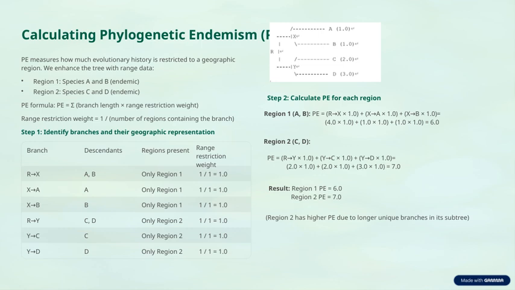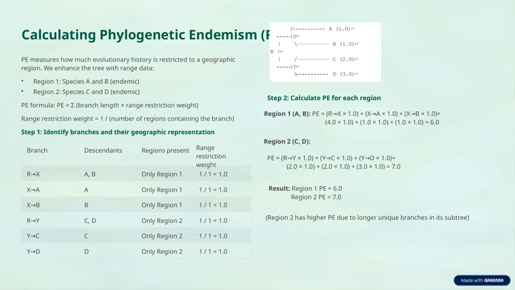Let's look at step 1, identifying the branches and their geographic presence. For example, the branch from the root to species A and B, called R to X, is only in region 1, so its weight is 1 divided by 1, which is 1. Similarly, for the branches leading to each species, since they are endemic, their range restriction weights are also 1.